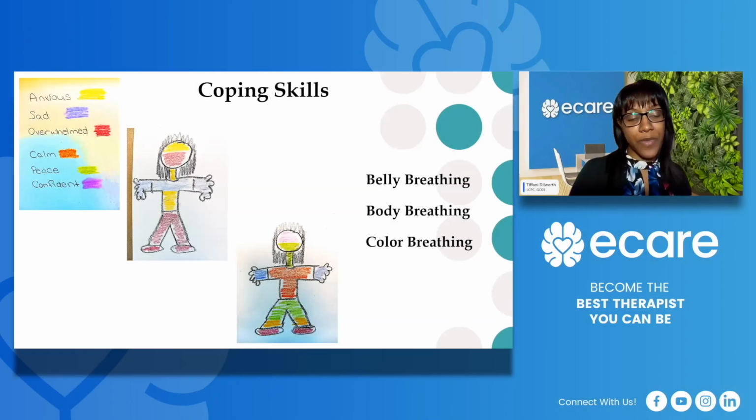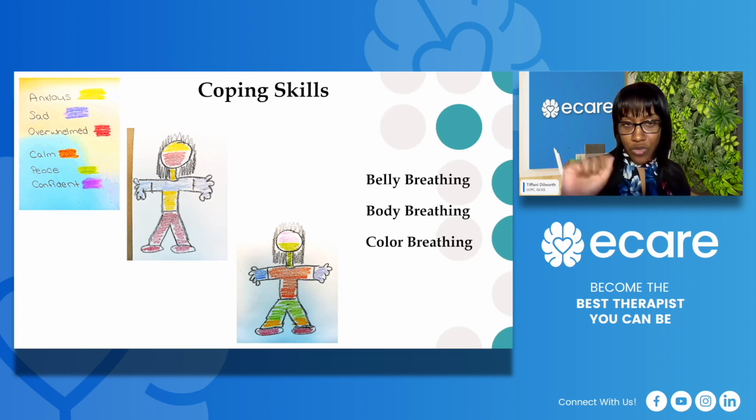This here is color breathing. And so what we do is, this is a remake of a client's. We have our clients write down what emotions they're having at the moment, and then we have them write down what they want to experience. So this particular client was feeling anxious, sad, and overwhelmed, and they wanted to experience calmness, peace, and confidence.